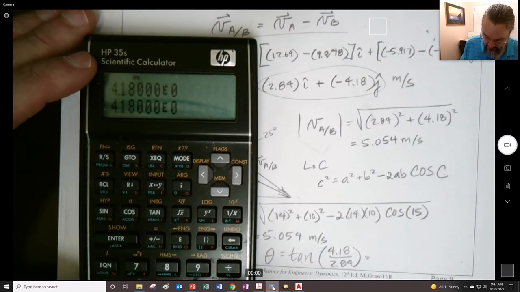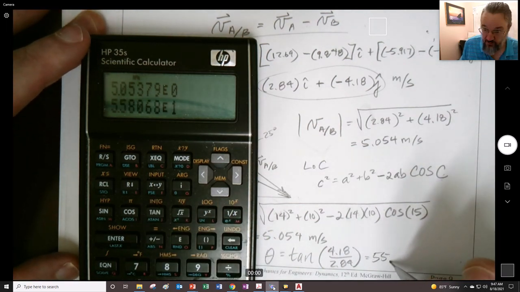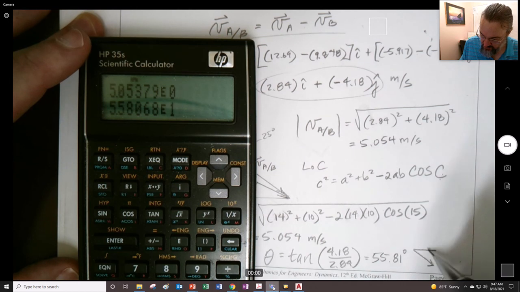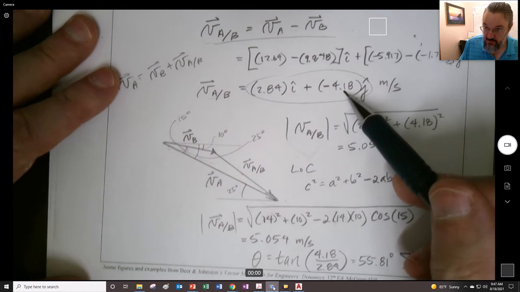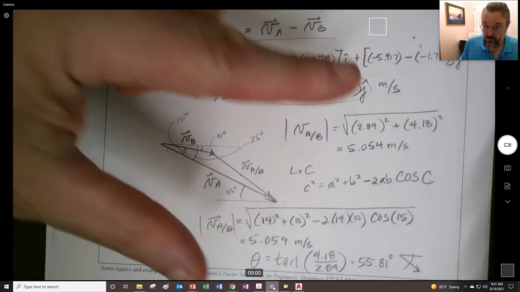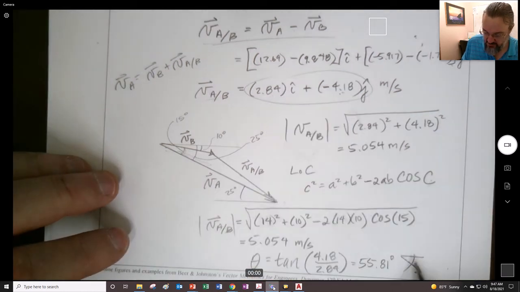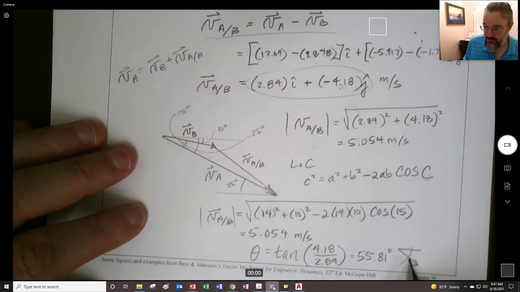4.18 divided by 2.84, and find the angle, and we get 55.81 degrees, and that's going to be measured from the horizontal downwards, right? Because this is negative, so we know what quadrant it has to be in. It has to be down in the lower quadrant. This is positive, so it has to be over to the right. This is negative, so it has to be down. So that's the angle we're measuring, that 55.8 degrees.